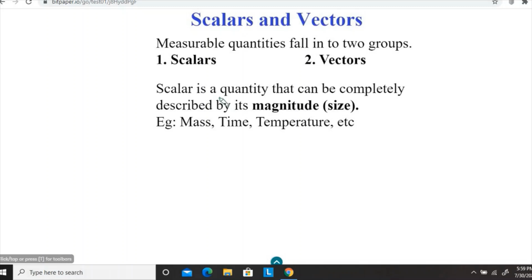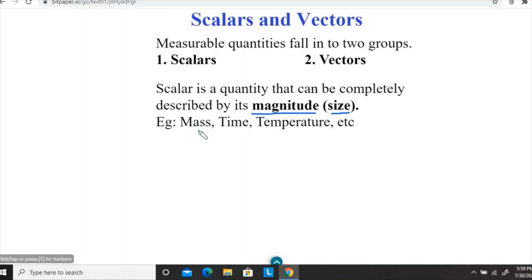In this video, I'm going to talk about scalars and vectors. In physics, we come across a lot of measurable quantities, and these measurable quantities can be broken down into either scalars or vectors. At the beginning, I'm going to talk about scalars. A scalar is a quantity that can be completely described by its size, or what we call its magnitude.